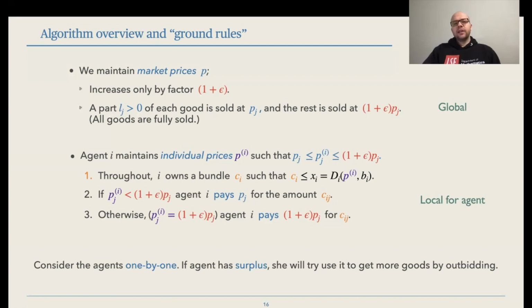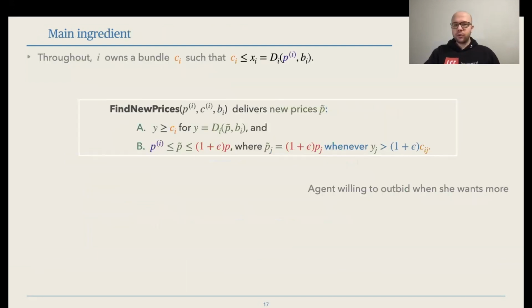And so the idea of the algorithm is to consider agents one by one. And if some agent has a surplus, then she will try to use the surplus to get more goods from other agents by outbidding them on these other goods. Okay. And a key subroutine that we will need is described shortly. As we said, each agent i owns a bundle C_i that is dominated by the demanded bundle at the individual prices. And we will use the following subroutine, which is called find new prices.